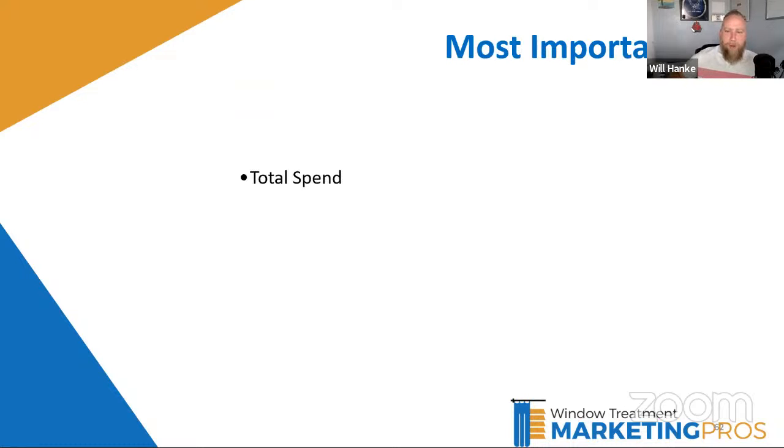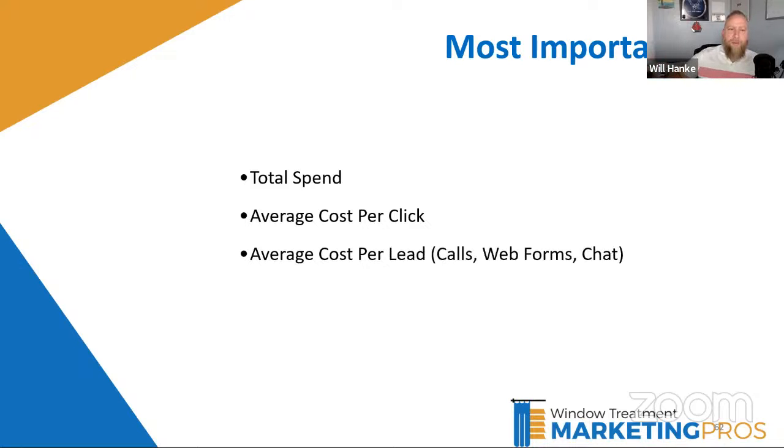All right. Most important KPIs, key performance indicators. The easy one, total spend. You want to know how much you spent, right? How much was your average cost per click? So every time somebody clicked on your ad, how much did that cost you? It doesn't necessarily mean that turned into a customer. It just meant they clicked on your ad. Your ad was written well enough that they wanted to click on it. And then from there, you can figure out what is your cost per lead. And this is the big one.